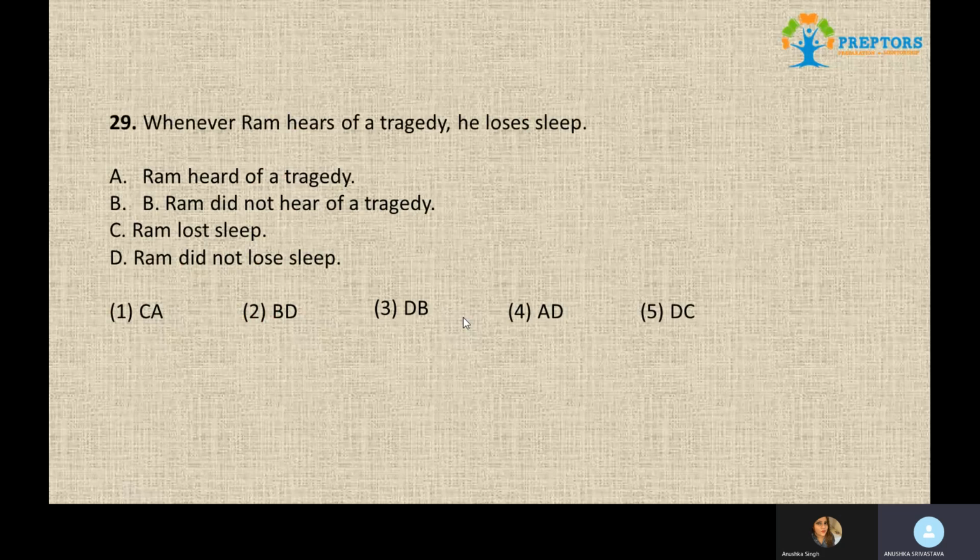And because he did not lose sleep, he did not hear of a tragedy. Hence my answer here becomes DB. Now remember there is an option given as BD as well. We cannot consider BD to be my answer, because if I consider BD to be my answer, I will be negating the cause first. And if you negate the cause, there is no logical consistent relationship that gets established.